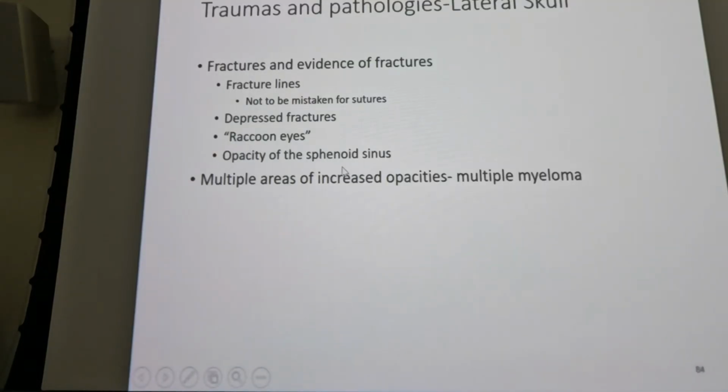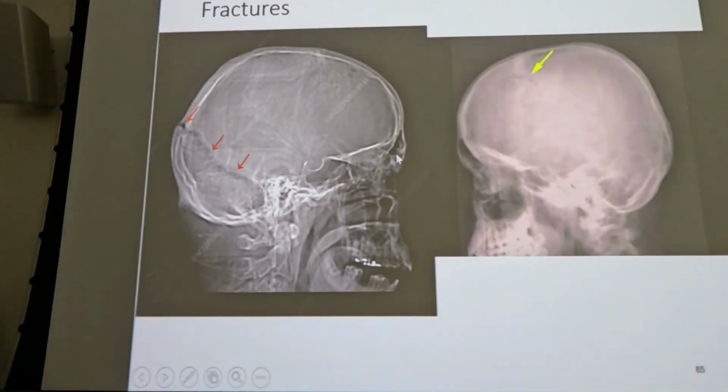So again, opacity in the sphenoid sinus indicates a basilar skull fracture. If you shoot a skull, maybe this is non-trauma, and it looks like the patient has a whole bunch of little bitty holes or areas of increased density on the image, that would indicate decreased density of the bone, tying this back to imaging. That will be an indication the patient has multiple myeloma, METs maybe, metastatic cancers.